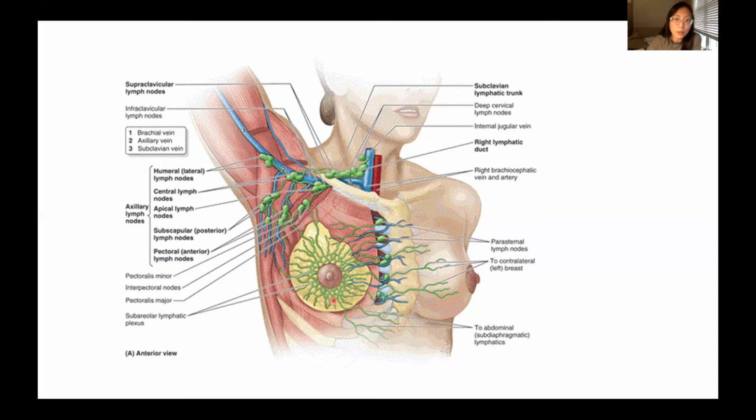75% of the lymph drainage from the mammary glands takes the route that I just described: from the pectoral anterior nodes to the central, then to the apical lymph nodes, then into the right lymphatic duct.